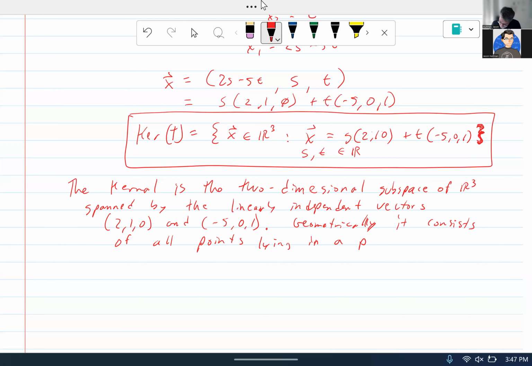And all the points lying in a plane satisfy x1 minus 2x2 plus 5x3 is equal to 0. So within that plane, all of my solutions will fall. Does the plane exist in 3 dimensions? Yes, but the solutions are 2-dimensional.